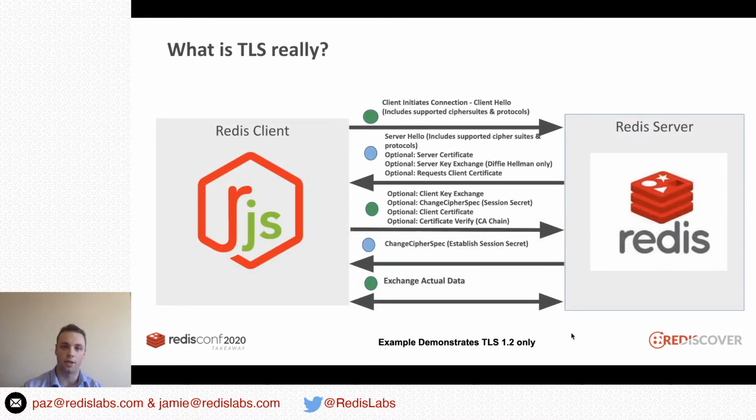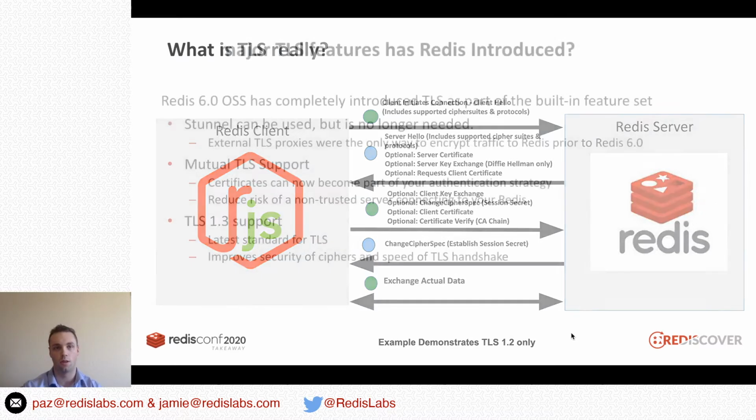And what is TLS really? Well, it's a series of commands back and forth between a server and a client, and this helps exchange protected data. In this process, you can see that TLS ciphers and protocols are being exchanged, and certificates are being exchanged before the change cipher spec, which is the flag that says this communication is now encrypted, is actually put in use. And this demonstrates TLS 1.2.